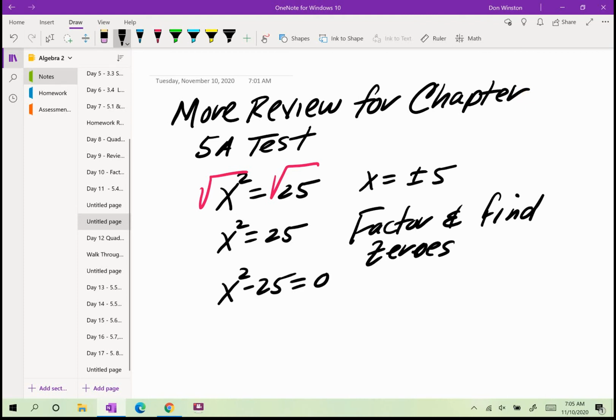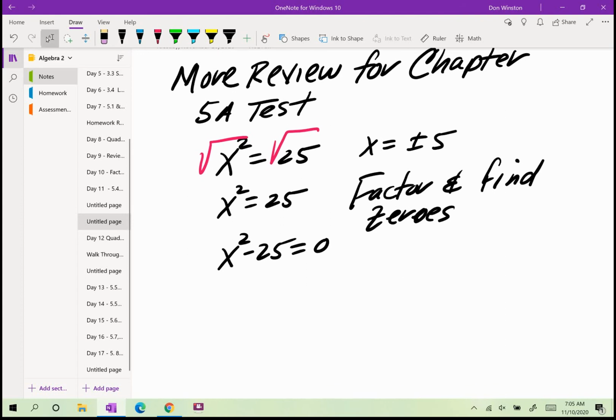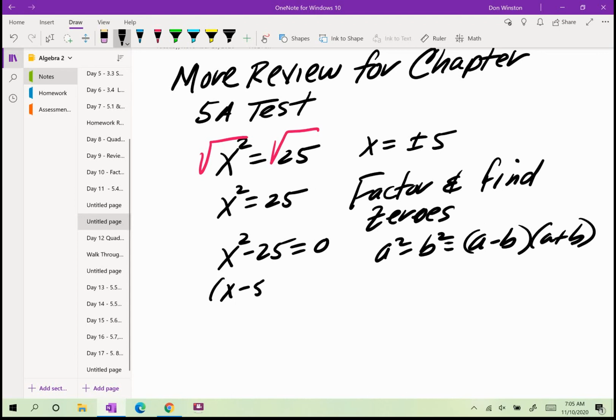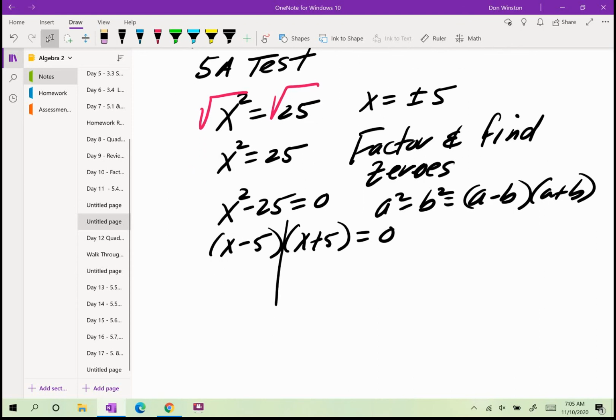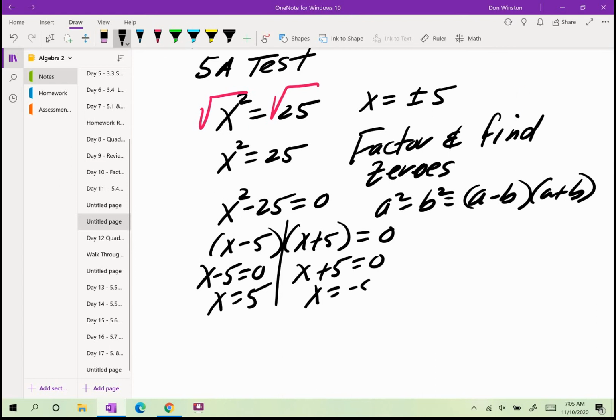And now I would factor, and so that's a difference of squares. Remember, a squared minus b squared is equal to a minus b times a plus b. So I would factor that: x minus 5 times x plus 5 equals 0. Then I would set each factor equal to 0 and solve. So x minus 5 equals 0, x equals 5, and x plus 5 equals 0, x equals negative 5.